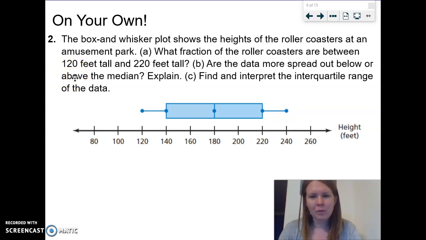And unfortunately, moving into this, we're already going to get into an on your own question, so you will have to pause the video, but you are given a box and whisker plot that shows the heights of the roller coaster at an amusement park. You've got 3 different parts that you need to answer, A, B, and C. So A is what fraction of the roller coasters are between 120 feet tall and 220 feet tall. B, are the data more spread out below or above the median? And C, find and interpret the interquartile range.